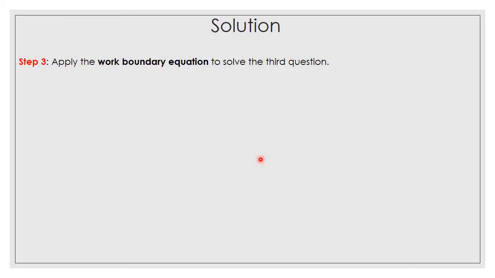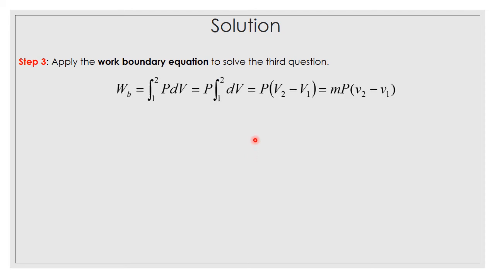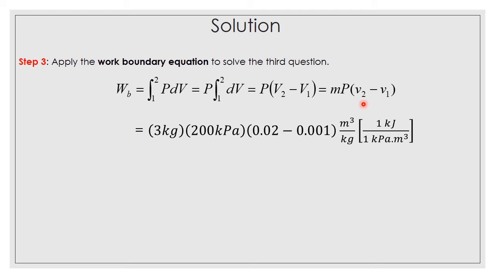Then step 3, apply the boundary work equation to solve the third question. Using this equation, work boundary, P delta V, pressure times the difference of volume, or we can use mass times pressure times the difference of the specific volume. Actually it depends on what information is available or given from the question. Since all the information is available, we just straight away insert it.